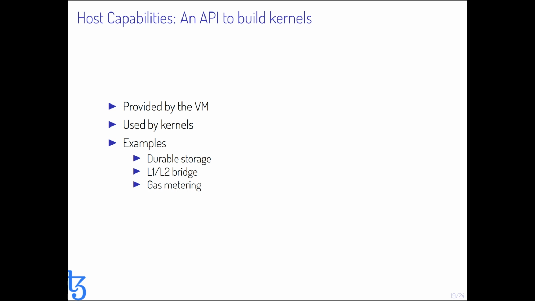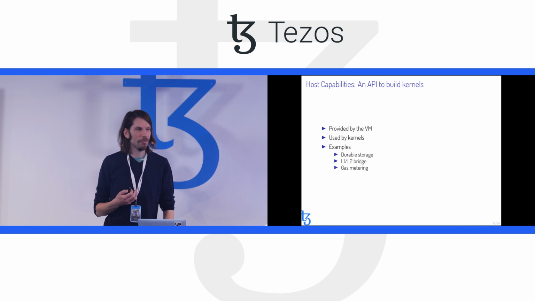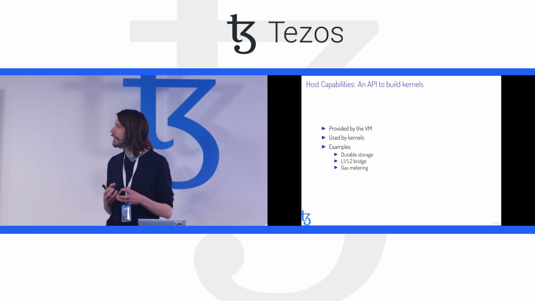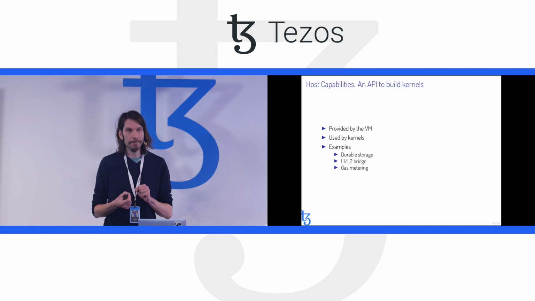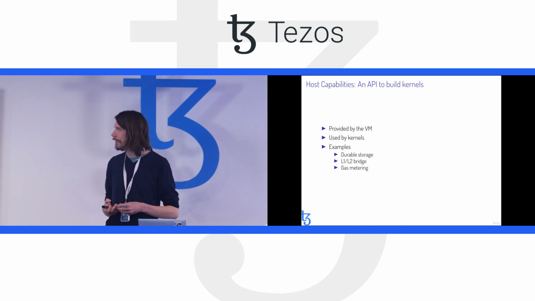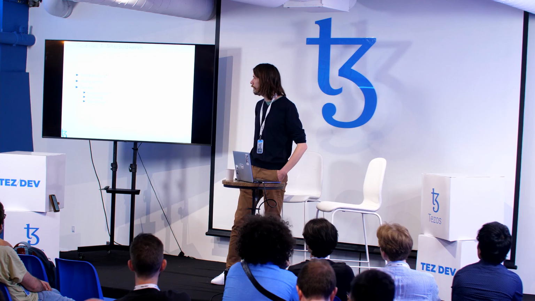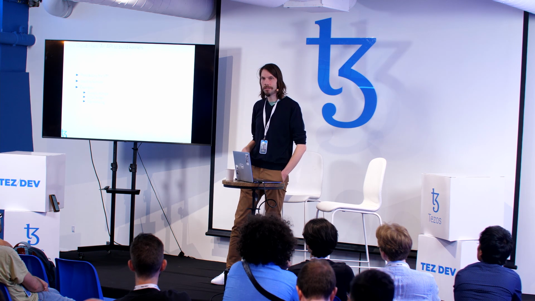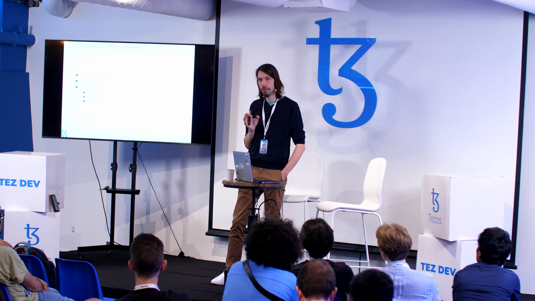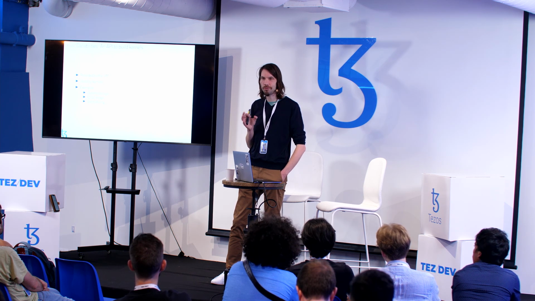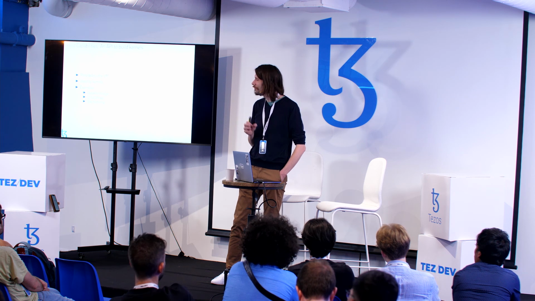But in order for this to actually be useful, we don't just want execution. We also want to be able to interact with the system in which we're running. So this is where host capabilities come into the picture. Host capabilities provide us with an API that we can use to write kernels. They are provided by the VM. They're part of the PVM specification. And they provide particularly access to the durable storage so that you can read and write to your Merkle tree. This is how you get your file system.